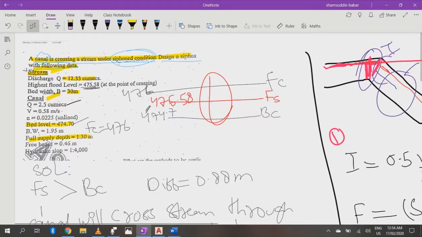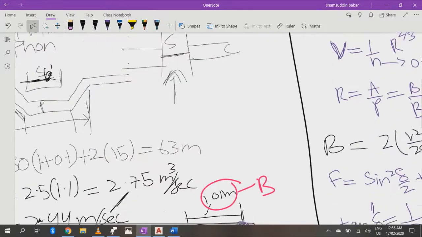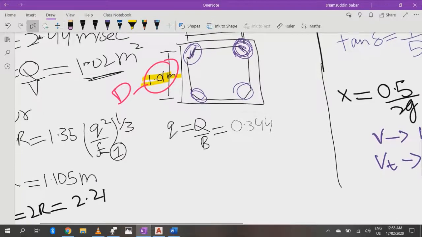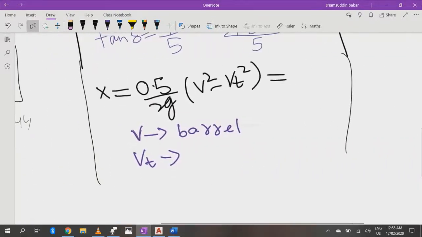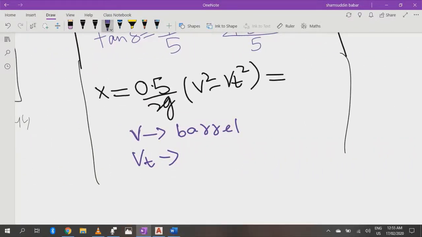We will check out here. Canal velocity is 0.58. So using this velocity in canal, we can find out our exit losses, and these are equal to 0.05 meter. Okay, so these are all 4 losses.